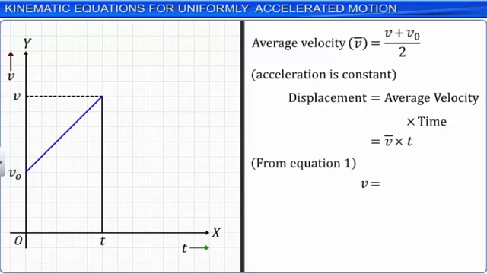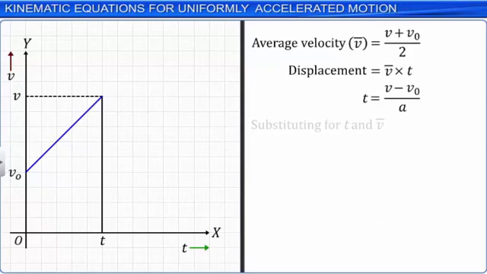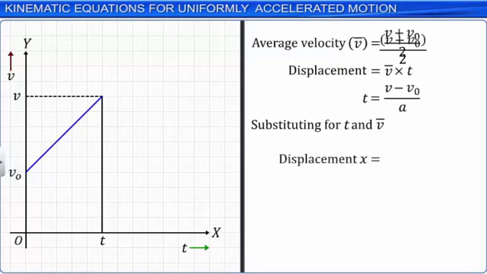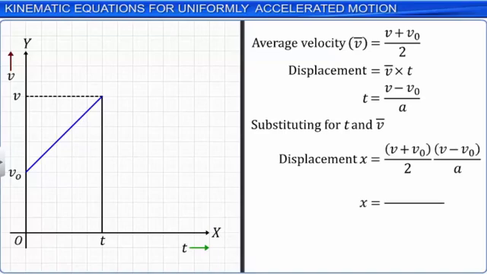Substituting the values of t and v dash in the equation for displacement, we get x equal to the ratio of the difference between v square and v naught square, and twice the value of a. By rearranging the above equation, v square is equal to v naught square plus 2 a x. This is equation 3 of motion.